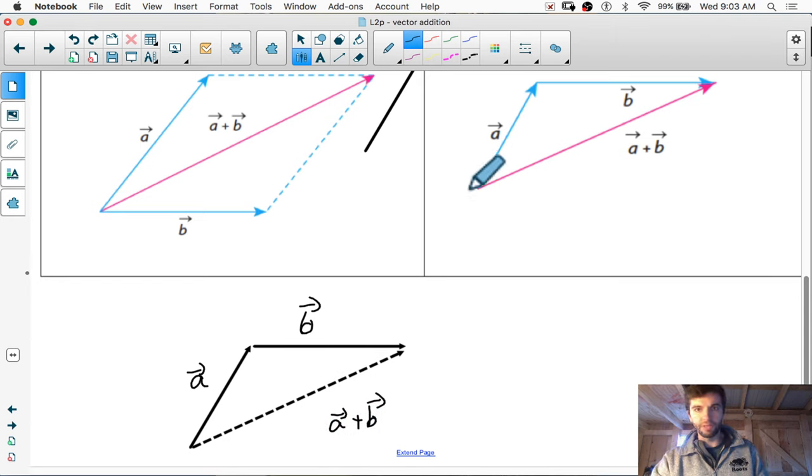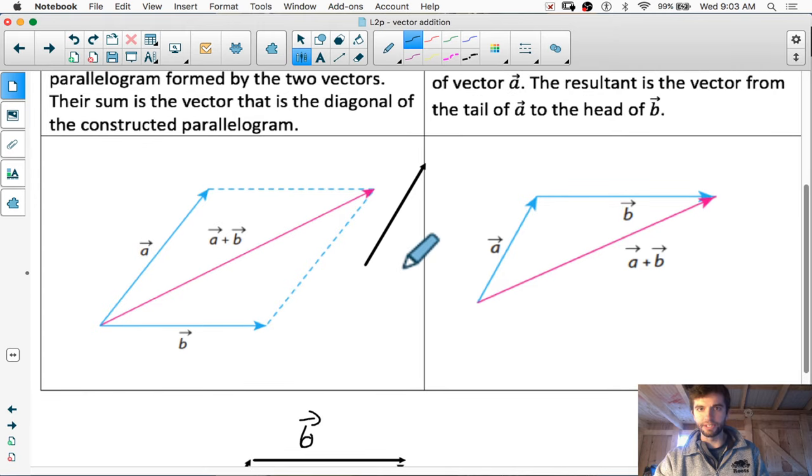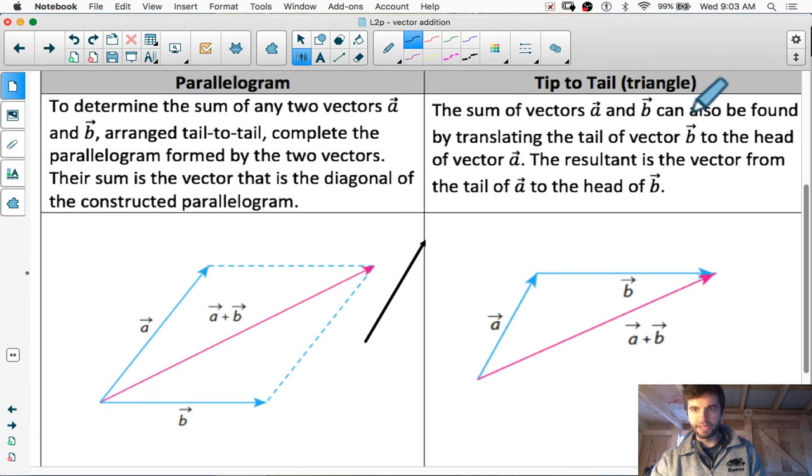So when you are repositioning the vectors so that they're tip to tail, make sure that you're not changing their direction or their magnitude at all. You're just changing the position on the page. So that's called the tip to tail method. So it says the sum of vectors A and B can be found by translating the tail of vector B to the tip of vector A. And the resultant is the vector from the tail of A to the tip of B. So place them tip to tail, right? Here the vectors are tip to tail, and the resultant goes from the tail of the first vector to the tip of the second vector.